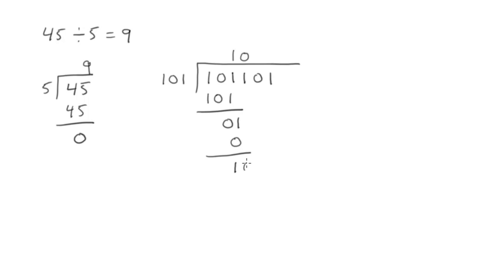We bring down the 0. 5 goes into 2 0 times. 0 times 5 is 0. 2 minus 0 is 2. Bring down the 1. 5 goes into 5 one time. 1 times 5 is 5. 5 minus 5 is 0. And we're done.